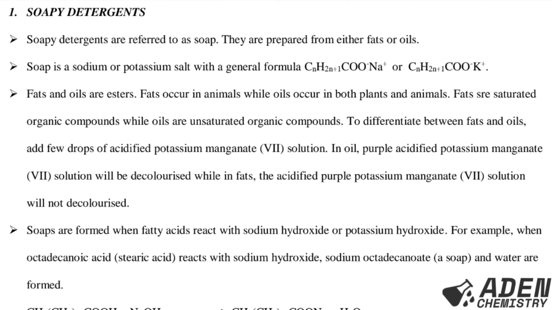To differentiate between fats and oils, we first add a few drops of acidified potassium manganate(VII) solution. With oil, the purple acidified potassium manganate(VII) solution will be decolorized. Remember, oil is an unsaturated organic compound, so it decolorizes acidified potassium manganate(VII). While with fats, the acidified potassium manganate(VII) solution will not be decolorized. That means it will remain purple, because fats are saturated organic compounds.